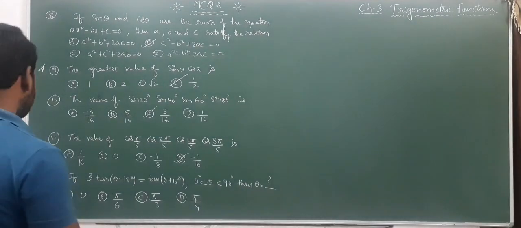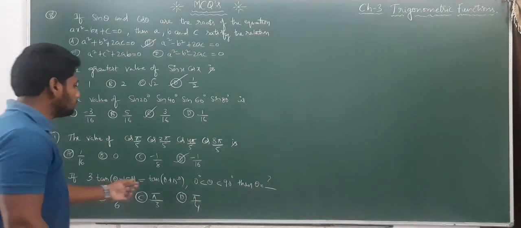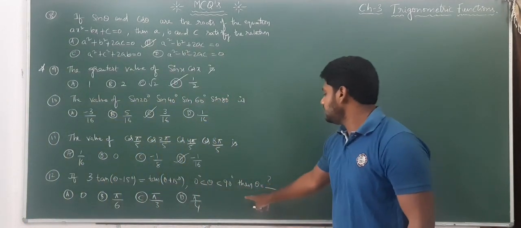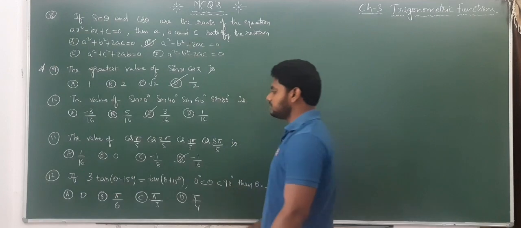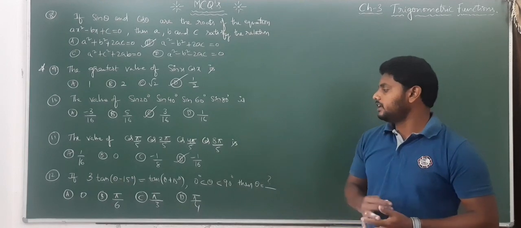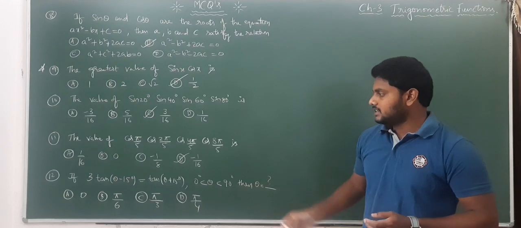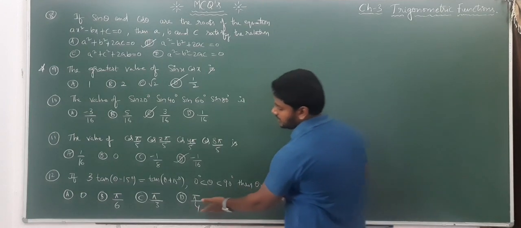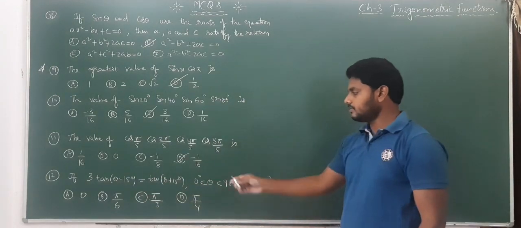Last question of this session: 3 tan of theta minus 15 degrees is equal to tan of theta plus 15 degrees, where theta lies in the first quadrant, greater than 0 and less than 90. Then what is the theta value? We can solve this question in 2 methods. If they ask in a PU exam, we need to follow the componendo and dividendo method. If they ask in competitive examinations, they give theta values in the options. You substitute the theta in the given question, then you will get the required answer.